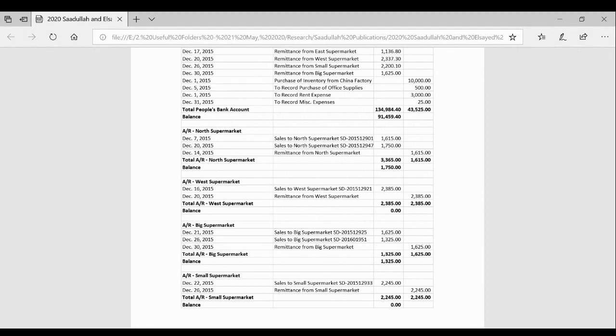For example, under North Supermarket, are you able to see what I am showing on the screen? Right? Black pages. So Aisha, I'm not sure what is going on at your end. Let me see if anybody can tell me the amount posted on December 7th under North Supermarket. How much is the amount?